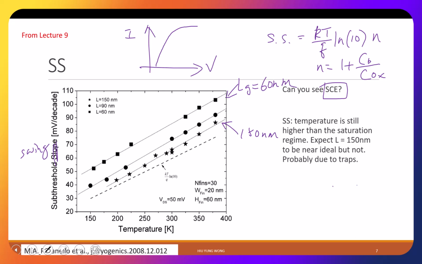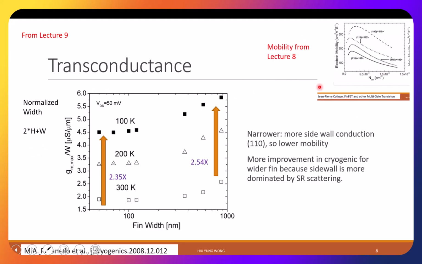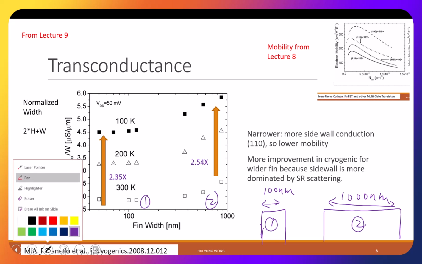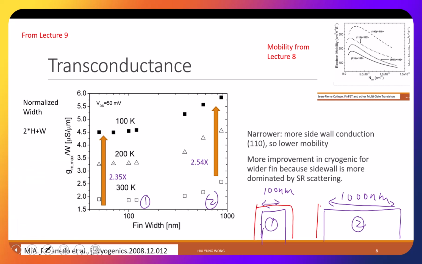So you see the same thing in the FinFET, right? FinFET is no different from a traditional device in this regard. Okay, now how about transconductance, right? If you just look at the fin width, which is small, what is the meaning of fin width? Now we are looking at this. This is the fin, right? Maybe this is 100 nanometer, and then this is another fin. This is 1,000 nanometer, which is very wide, right? So if this is 1, this is 1. If this is 2, this is 2. Okay, and then you have the gate surrounding it. This is the gate.